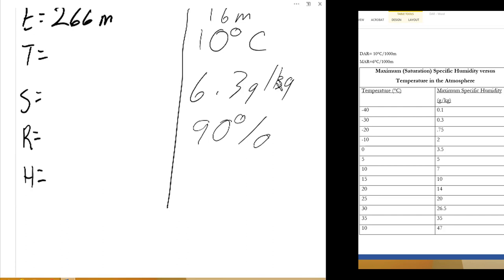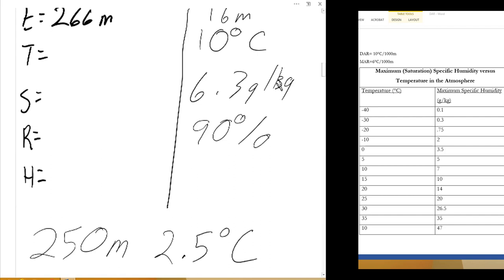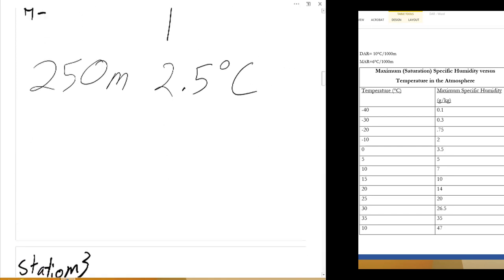So what is our jump in elevation? We went from 16 meters to 266. So that's a jump of 250 meters. Now, recall how I said it's 1 degree per 100 meters? So we have 2 full degrees, and then we have 50 more meters left. So we have half of a degree. So we're going to lose 2.5 degrees Celsius. That's going to give us 7.5 degrees Celsius. Now our chart doesn't have 7.5, but what it does have is 5 and 10. So what we're going to do is this.